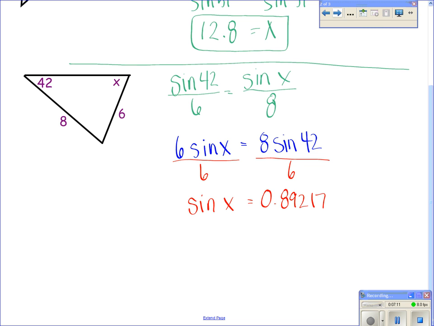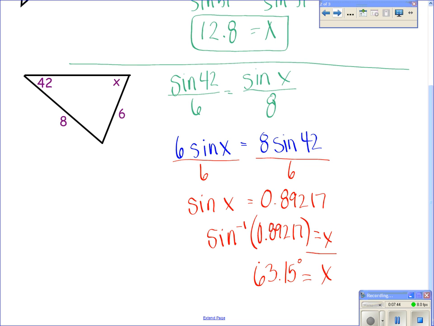All right, now, what do we do when our variable is in the angle? You know the answer to this already. Sine -1, your inverse trig functions. So you're going to do sine -1 of this answer, and that will give you your angle measure. 63.1. Any questions on that?